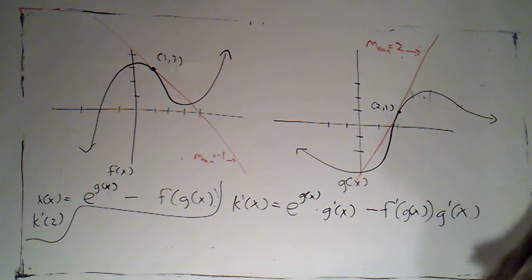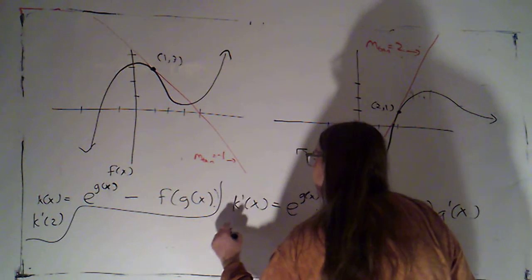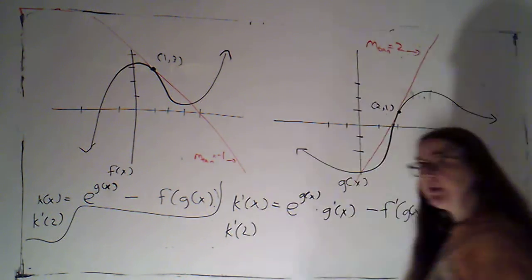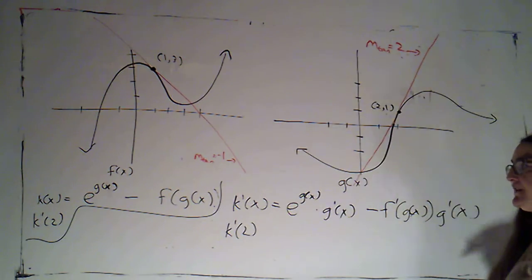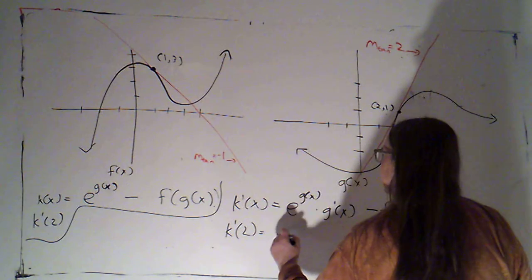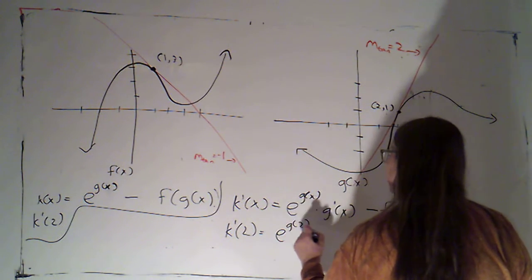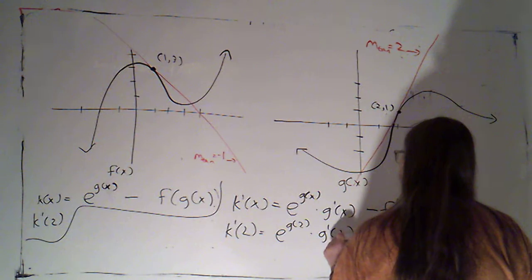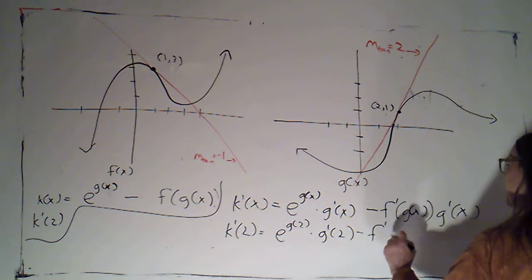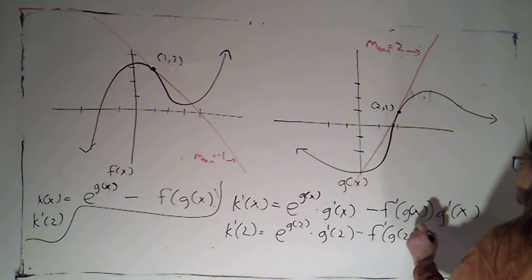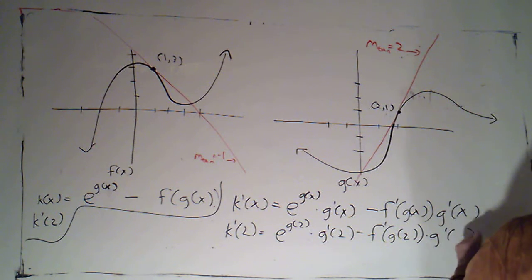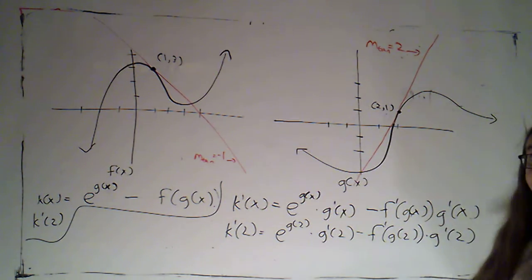times g prime of x. So now if I want to evaluate this all at 2, I'm going to plug in 2 for each and every one of these x's. So we're going to get e to the g of 2 times g prime of 2 minus f prime evaluated at g of 2 times g prime at 2.